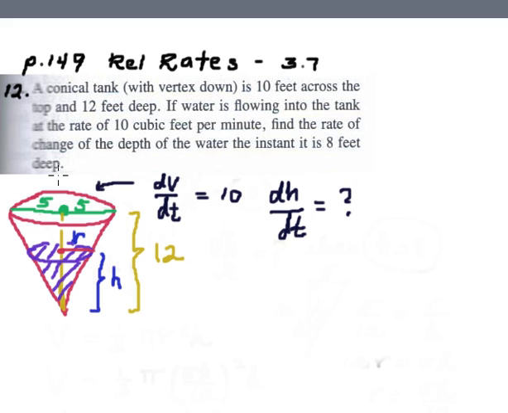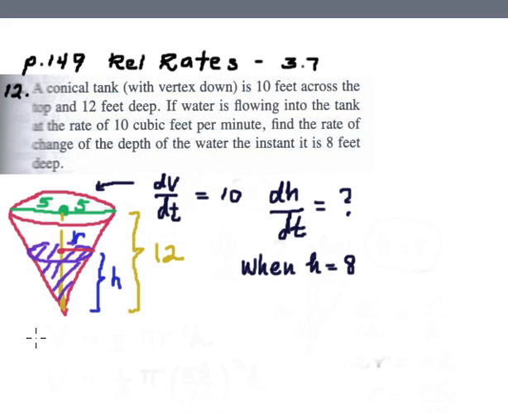The instant it is 8 feet deep, when h equals 8. Because when you think about it, if water is flowing in at a constant rate, then initially, because the cone is sort of small at the bottom, the height of the water is going to increase quickly. And then as the water reaches the fatter, wider part of the cone, the height of the water will slow down. So we want to find dh/dt when h is equal to 8, sort of close to the top.